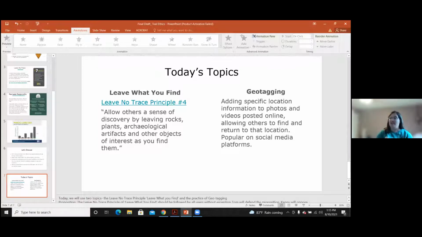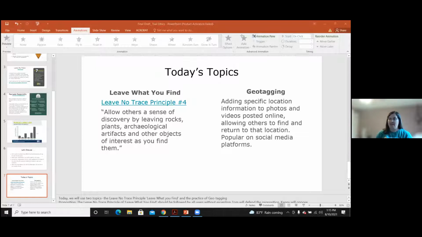And then we're going to talk about our second topic, which will be geotagging, which I don't know how familiar folks are with, but essentially it's adding location information to your photos and videos that you post online. Very popular on social media, especially on Instagram. Folks will share, here's a beautiful picture of a bridge, and tag that photo and say, I was at this spot right along the North Country Trail. So we're going to have a discussion about that.